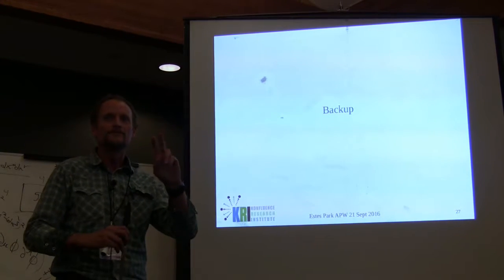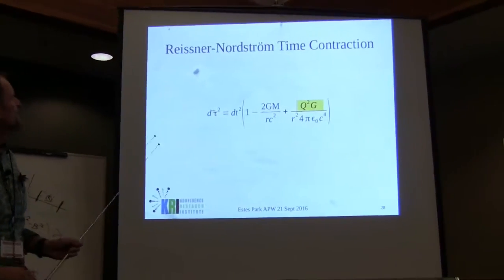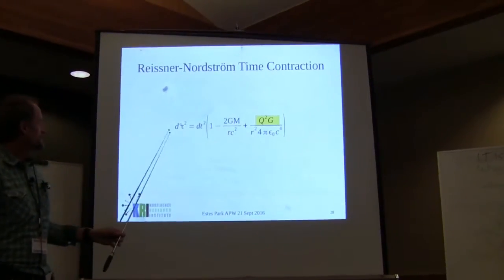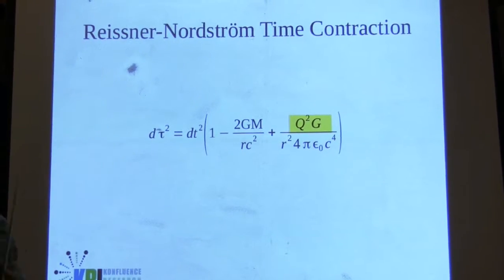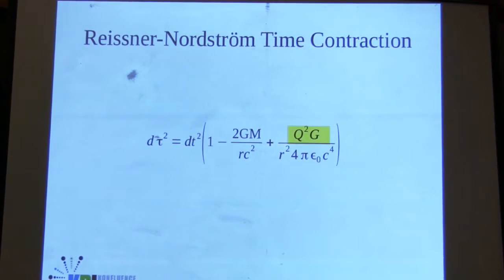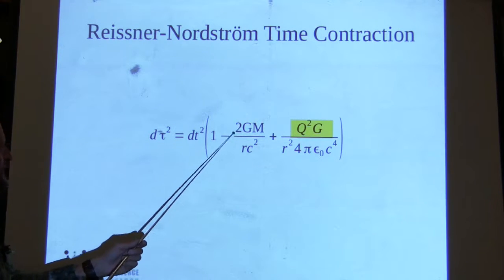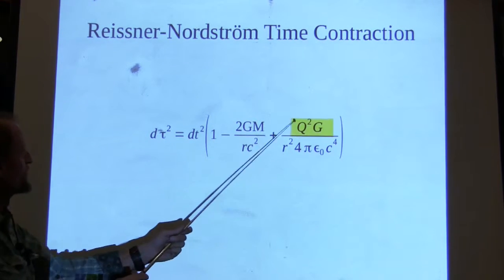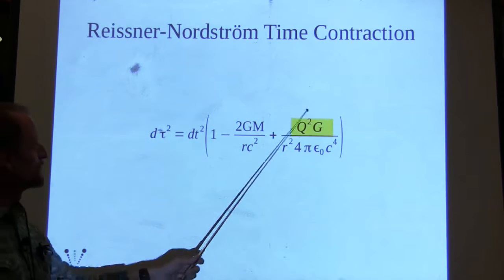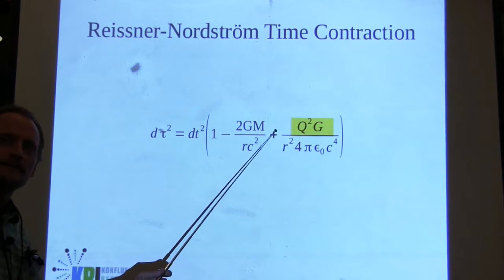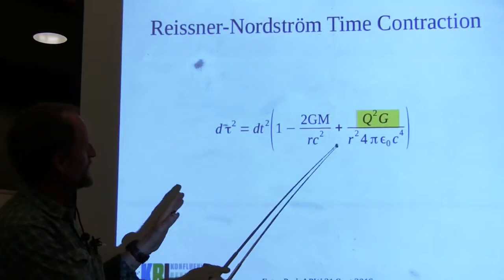I only have two slides. So next slide, and Martin already showed it. The Reissner-Nordström metric. I've just pulled out the time piece. This is the metric for a charged mass. So this is our gravitational time dilation. It has mass m and charge q. There's a gravitational time dilation, and then there is an electromagnetic time contraction. They have different signs, so they're working at different purposes.